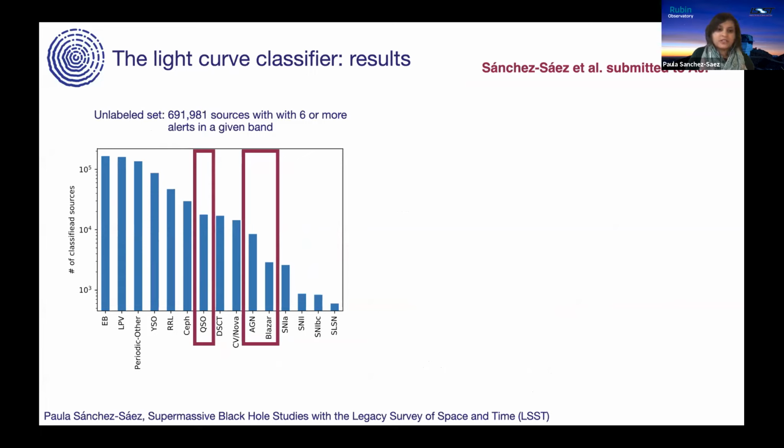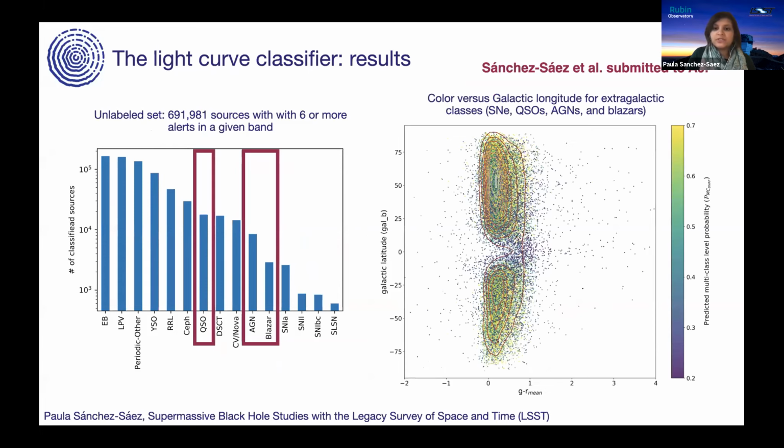So we have a considerable number of quasar, AGN, and blazar candidates. And if you see the distribution of these candidates in the sky, you will see that most of them are located outside the galactic plane and have colors that are similar to the typical colors that you expect for these kinds of populations. And when these objects are detected in the galactic plane, they tend to show lower probabilities in the classifier and also redder colors.